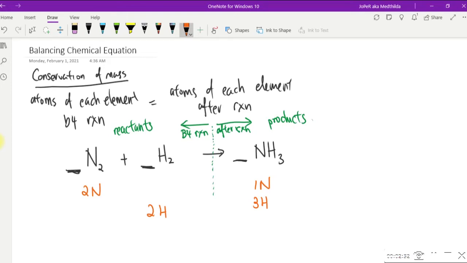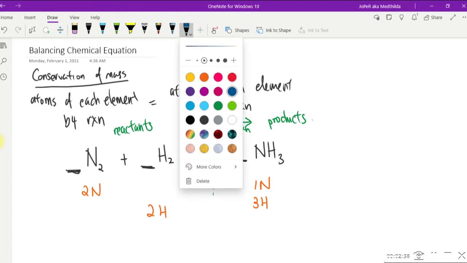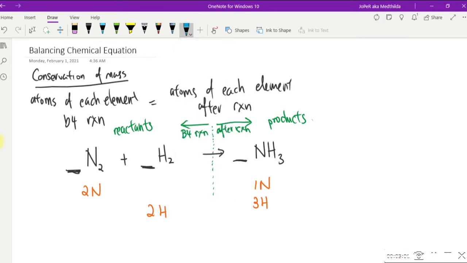Once we have done so, what we're going to do next is to balance it. So how do we exactly balance it? We compare before and after. Let's start with the first row: we have 2 nitrogens over here, 1 nitrogen over here. How do we make them both equal? Do take note, we're going to put a big 2 in front of it. What does this big 2 mean? It means that we're going to have 2 times of ammonia. So I multiply 2 here, multiply 2 here, and what we have is 2 nitrogens and 6 hydrogens.